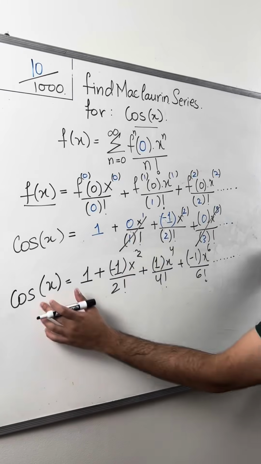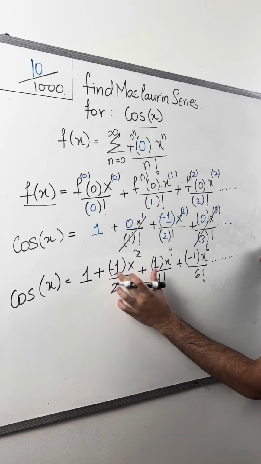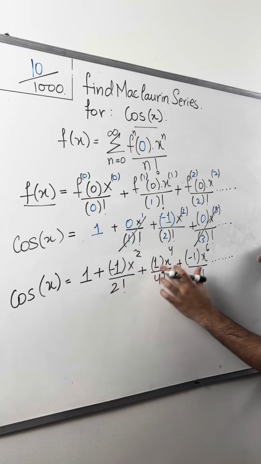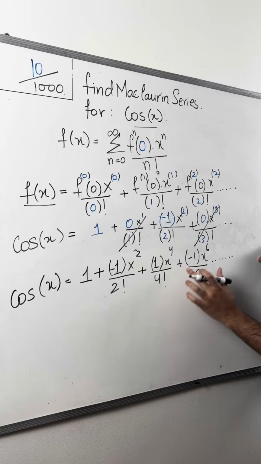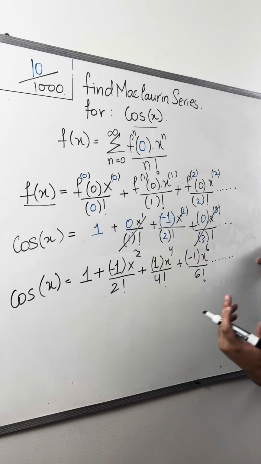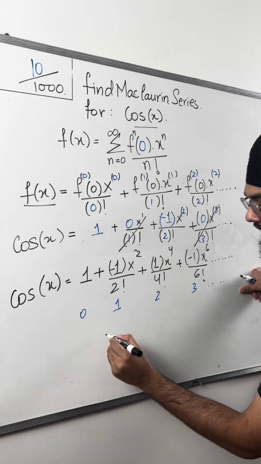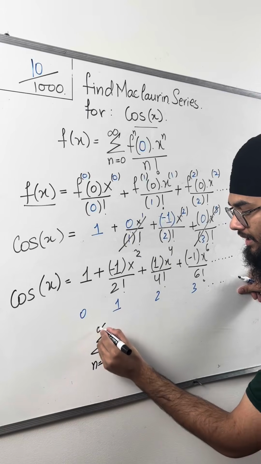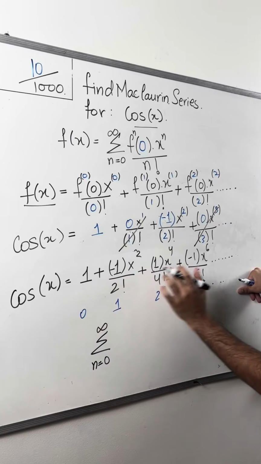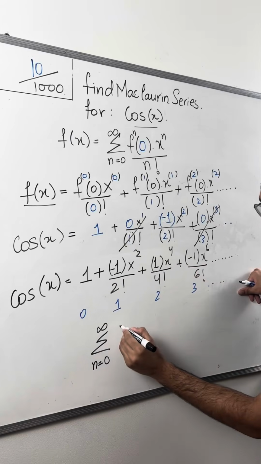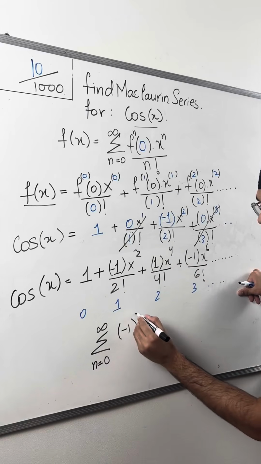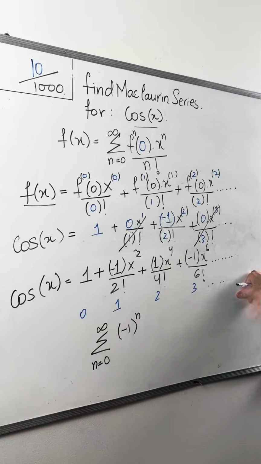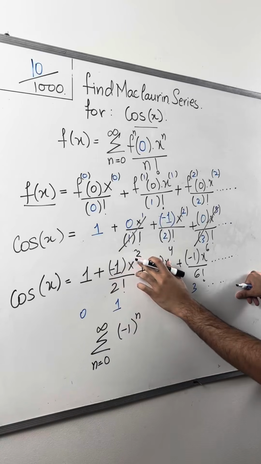With that, we get that cos of x is equal to 1 plus negative 1 times x squared over 2 factorial plus 1 times x to the power of 4 over 4 factorial plus negative 1 times x to the power of 6 over 6 factorial and so on till infinity. We can write this as a summation from n equals 0 to infinity. And since we have alternating signs, we get negative 1 to the power of n, and all the x's have twice the power of n.